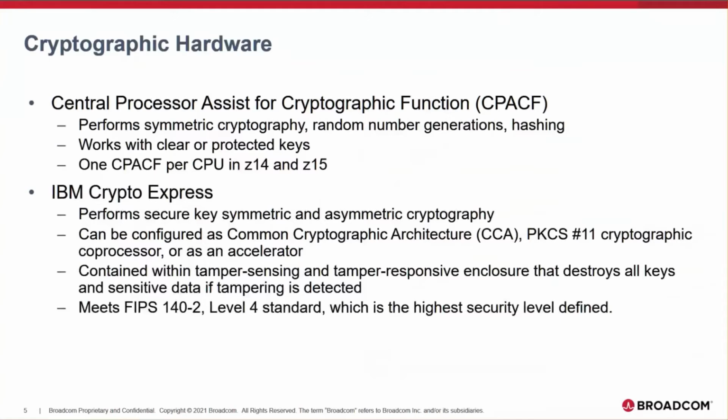The cryptographic hardware, there's two major pieces. One of them is called the Central Processor Assist for Cryptographic Function, the CPACF. It's an actual processor, and it sits on board with the CPU. So on the physical board where the CPUs reside, there are CPACFs that are right next to it, and they're specifically for various kinds of cryptography. The CPACF will work with both clear keys and protected keys.